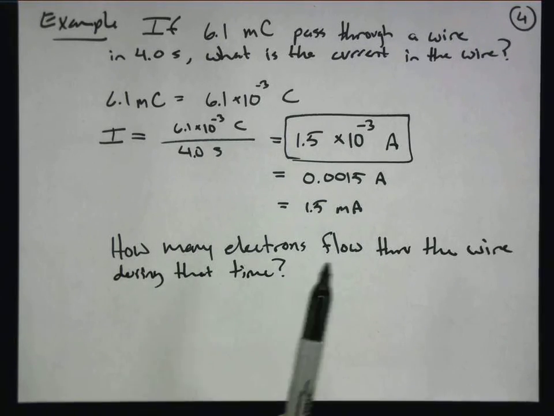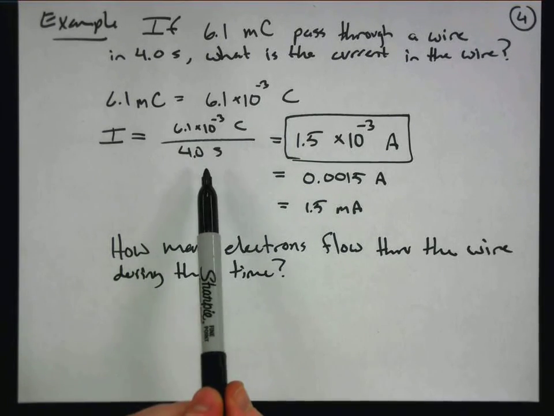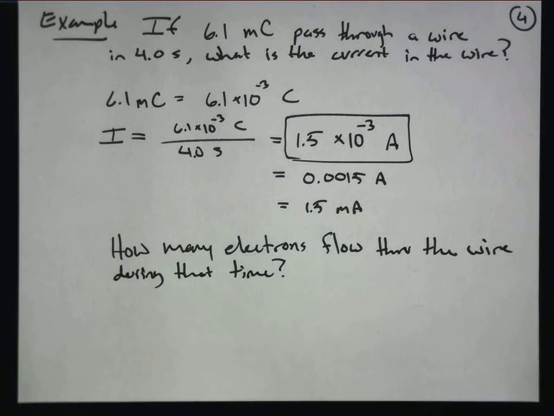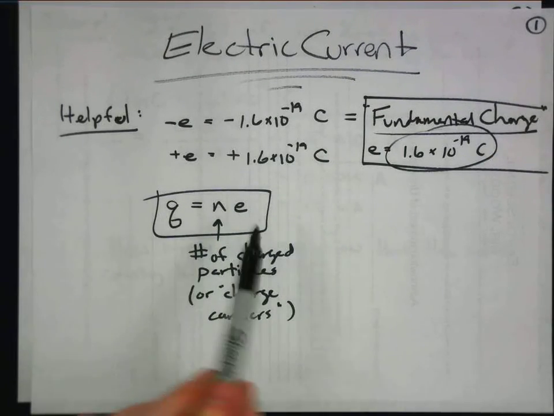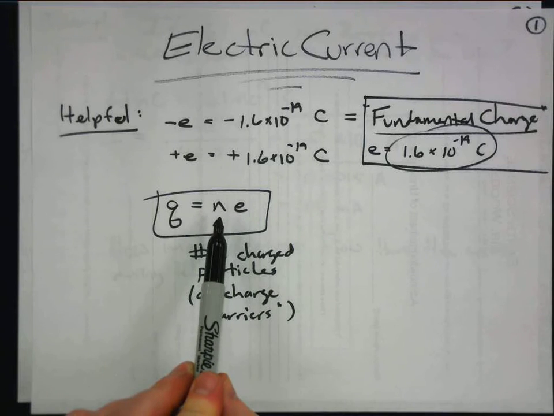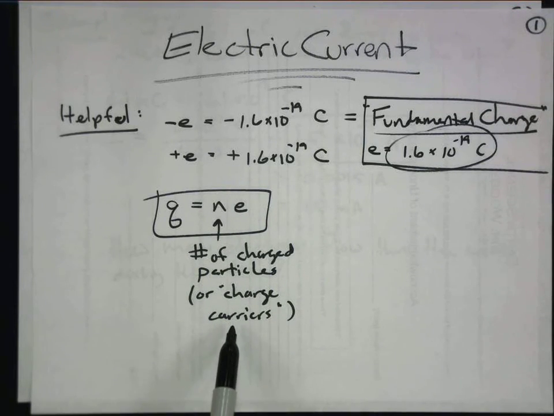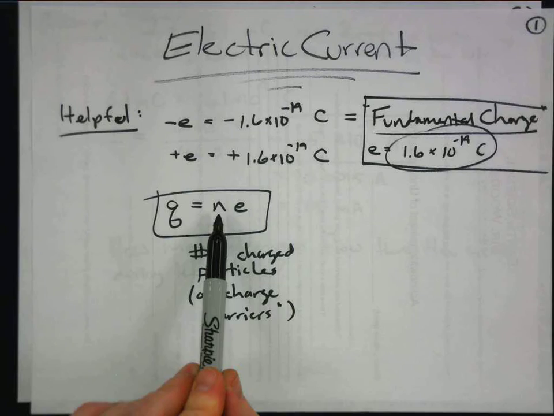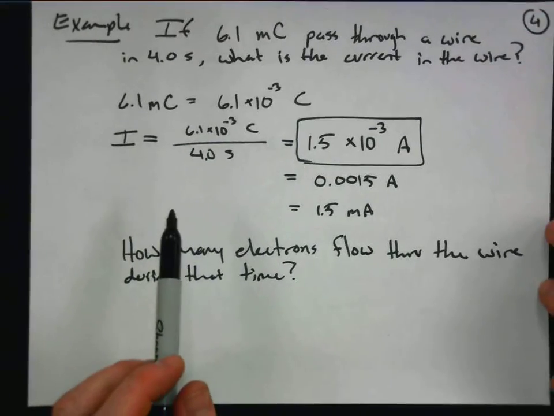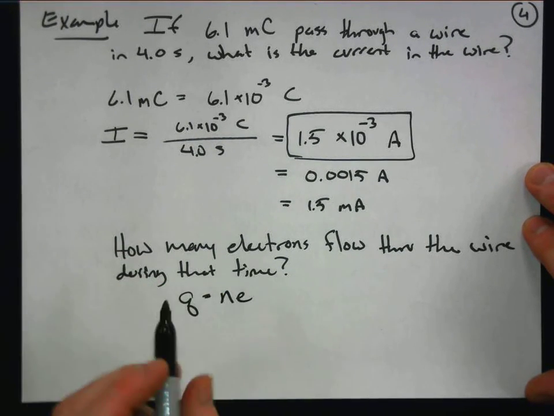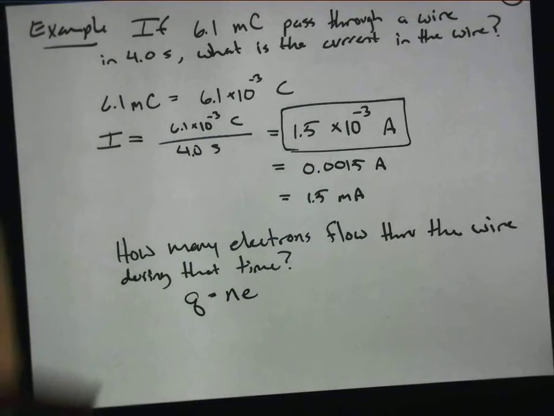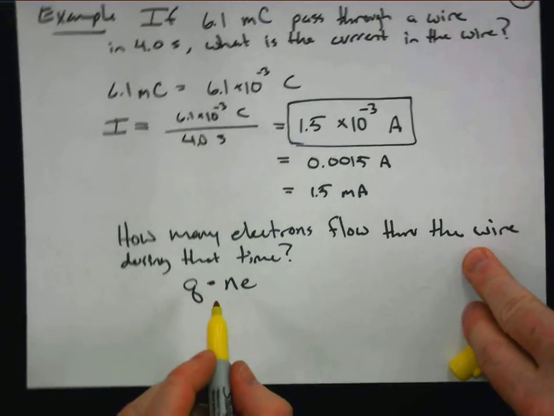Now we want to get from an amount of charge in that time to a number of electrons in that time, and here's where we're going to go back to that helpful thing right in the beginning of the video. This equation, this relationship between the amount of charge and the number of charge carriers. This is really the number of particles that are carrying the fundamental charge. And since we're talking about electrons, each one of them has that fundamental charge. So here we go. I'll write this down to begin with, and the answer I'm looking for is actually the N. I want the number, that's N right here.